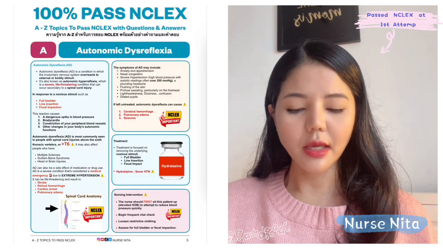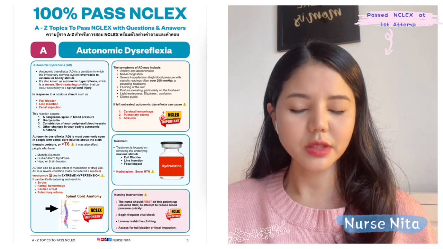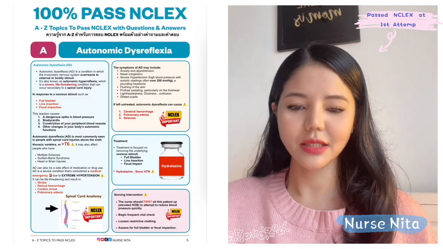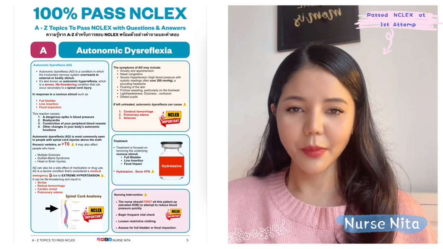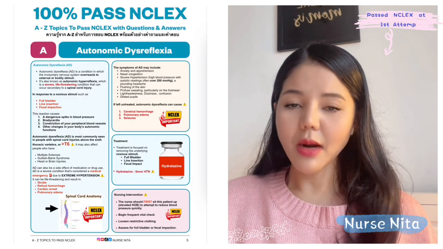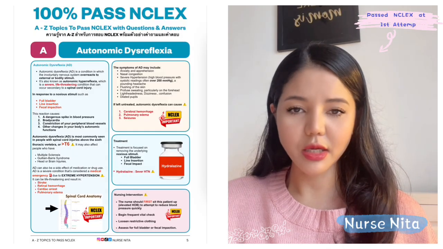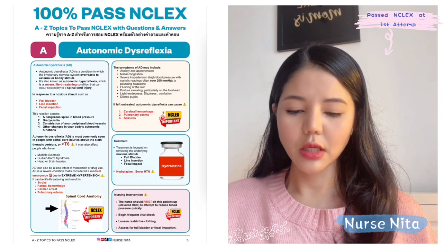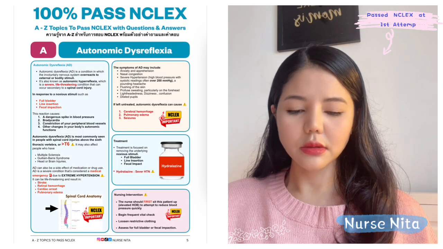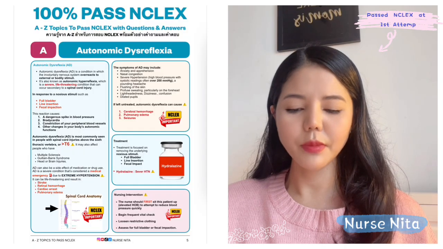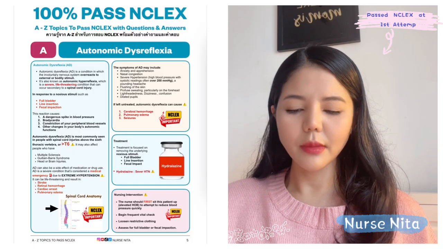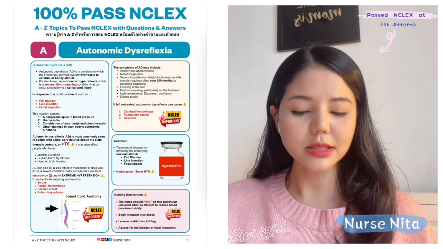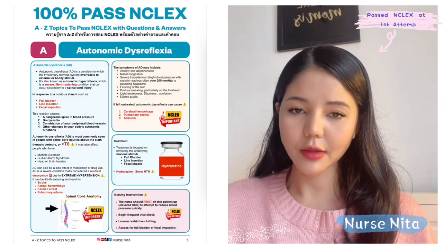If a question on the NCLEX talks about an injury above T6, like T4 or T5, it can cause AD, autonomic dysreflexia. The patient may have extreme hypertension and many complications. So you need to think about autonomic dysreflexia. It can also affect people who have multiple sclerosis, Guillain-Barré syndrome, and head or brain injuries. AD can also be a side effect of medication or drug use.